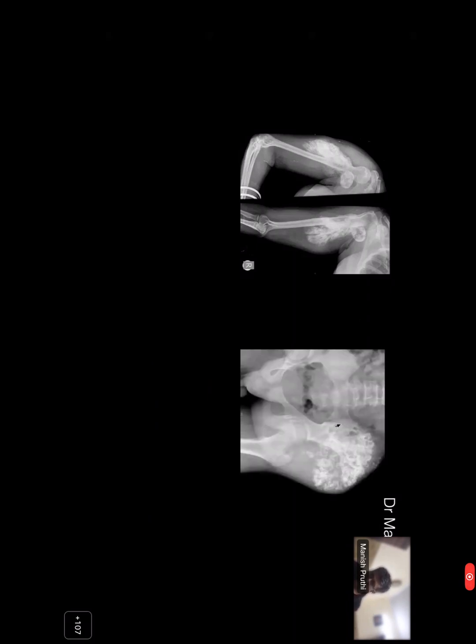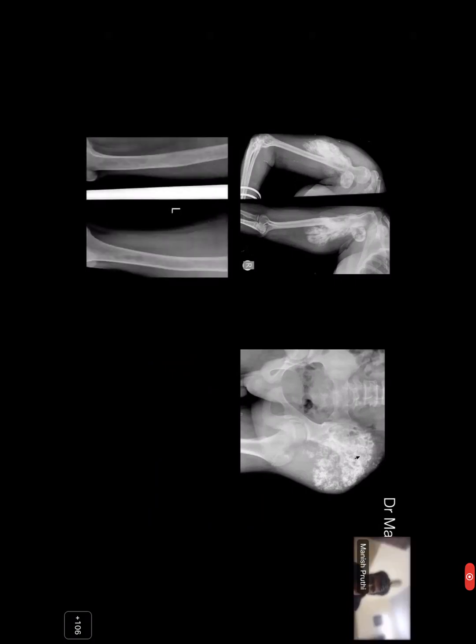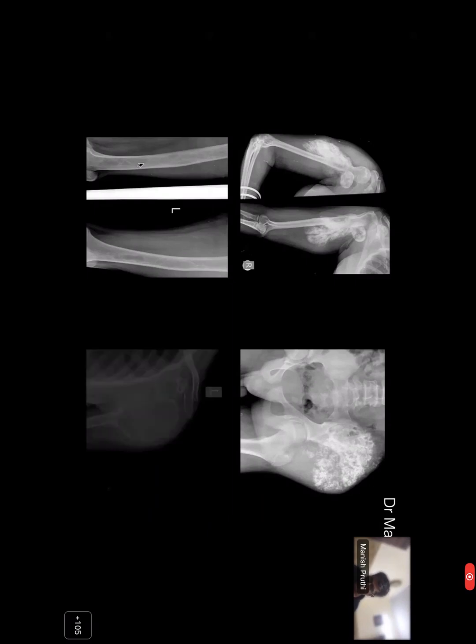This is classical chondroid matrix where you will see specks of calcification in the lesion. So this is classical for chondrosarcomas. This is a ground glass matrix where you can see that the bone has certain lesions which look a little translucent as compared to the rest of the bone. So this is classical for the fibrous lesions like fibrous dysplasia.